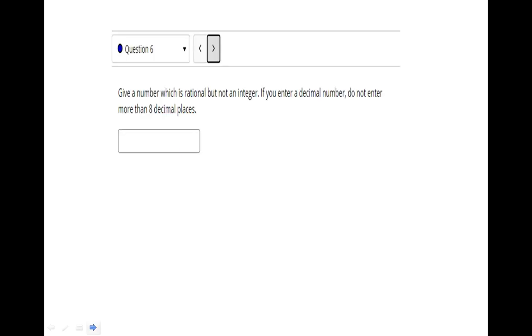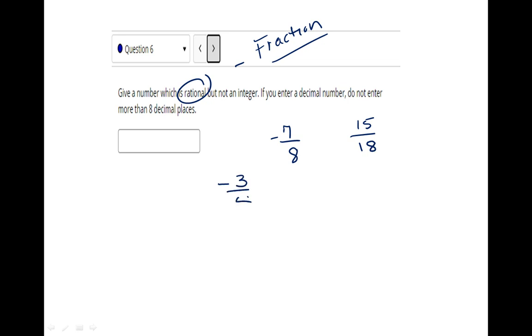Give a number which is rational, but not an integer. If you enter a decimal number, do not enter more than 8 decimal places. Remember, rational, think fraction, so just name a fraction. Any fraction. -7/8, 15/18. I don't know why I chose that. That's not even reduced. -3/4, 5/7. All you have to do is put a fraction in there. But if you choose a decimal, you can. Just make sure it terminates. I would just put a fraction in.